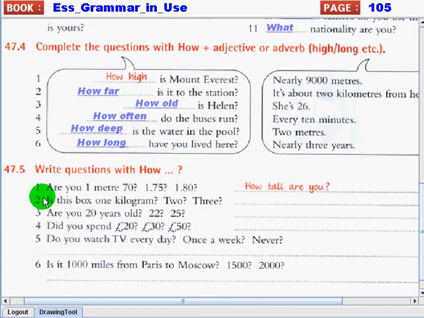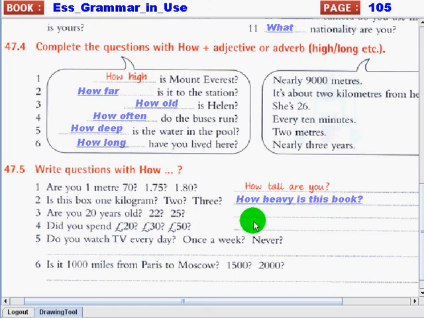These are the following situations. Are you 1 meter 70 or 1 meter 75 or 1 meter 80? Okay, 1.80 meter, something like that, or 1.75 meter. So it's asking about height. Your question should be like this, how tall are you? Now let's have number 2. Is this box 1 kilogram, 2 or 3? So what should be your answer? Yes, how heavy is this box? Because we have here kilogram, right? How heavy is this box?